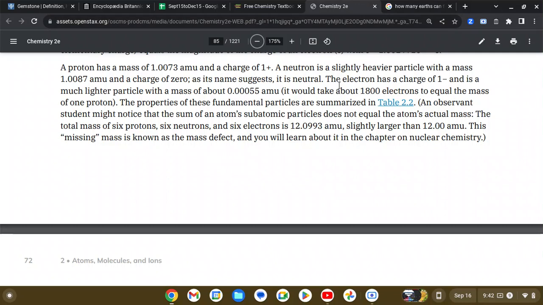They're not. The properties of these fundamental particles are summarized in Table 2.2. An observant student might notice that the sum of an atom's subatomic particles does not equal the atom's actual mass. The total mass of 6 protons, 6 neutrons, and 6 electrons is 12.0993 AMU, slightly larger than 12.00 AMU. This missing mass is known as the mass defect, and you will learn about it in the chapter on nuclear chemistry.